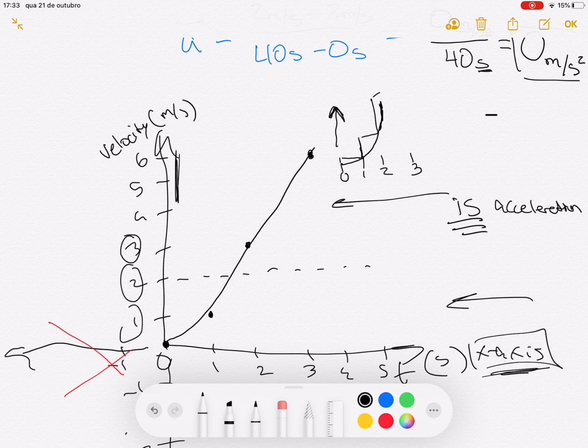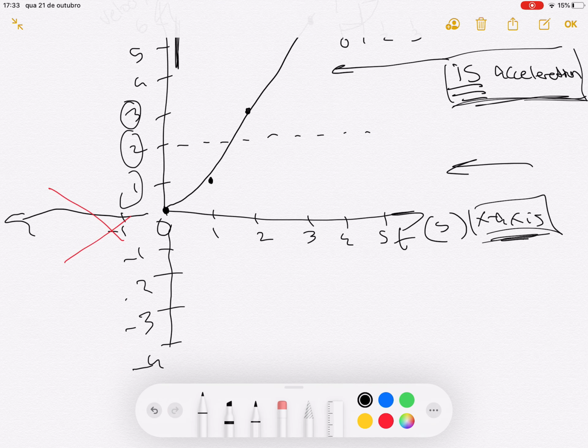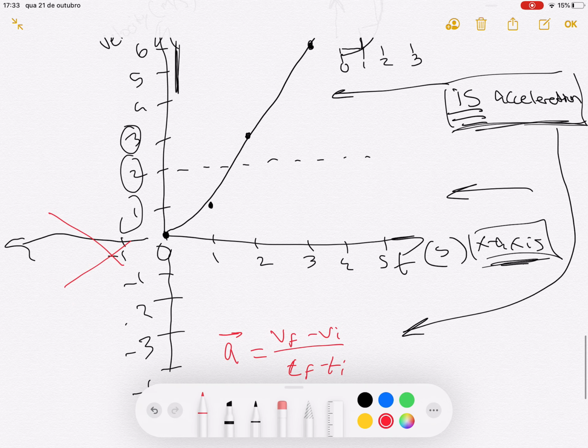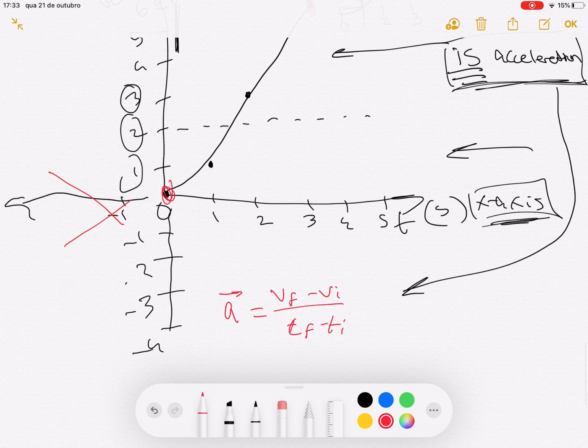And we can also say this because of the acceleration, since we know that there is acceleration. But how do we know if it's positive or negative? Well, we can determine that by using the same formula we used above. So, this is the formula for acceleration, in case you need to remember. And so, in this graph, let's use this point and then this point.